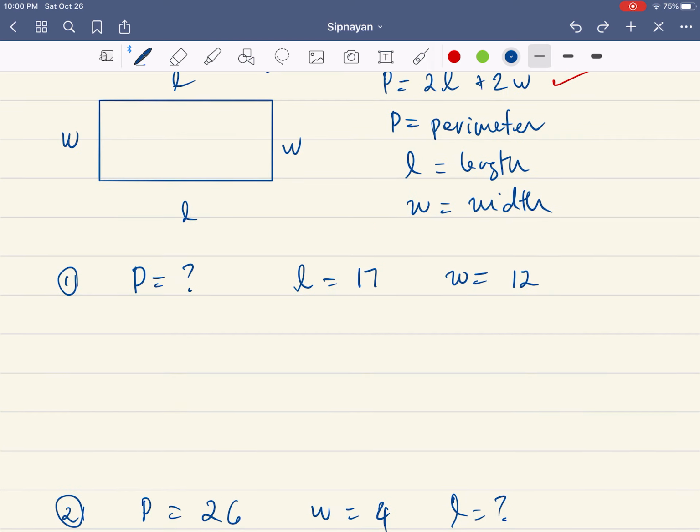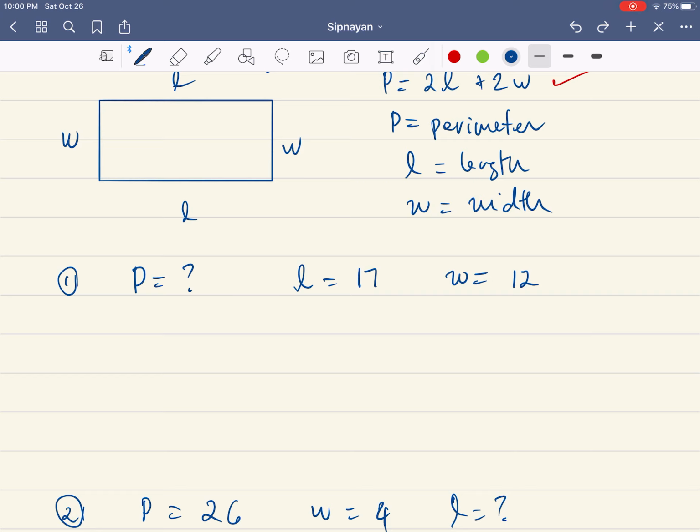For number 1, perimeter is unknown, length is 17, and W or width is 12. Hindi ko nalalagyan ng unit yan, centimeter, meters, so depende na lang. Siyempre pag nakita nyo sa problem na may unit, dapat yung answer nyo rin may unit. Pero dito hindi ko nalalagyan, so hindi na natin lalagyan ng units yung answer.